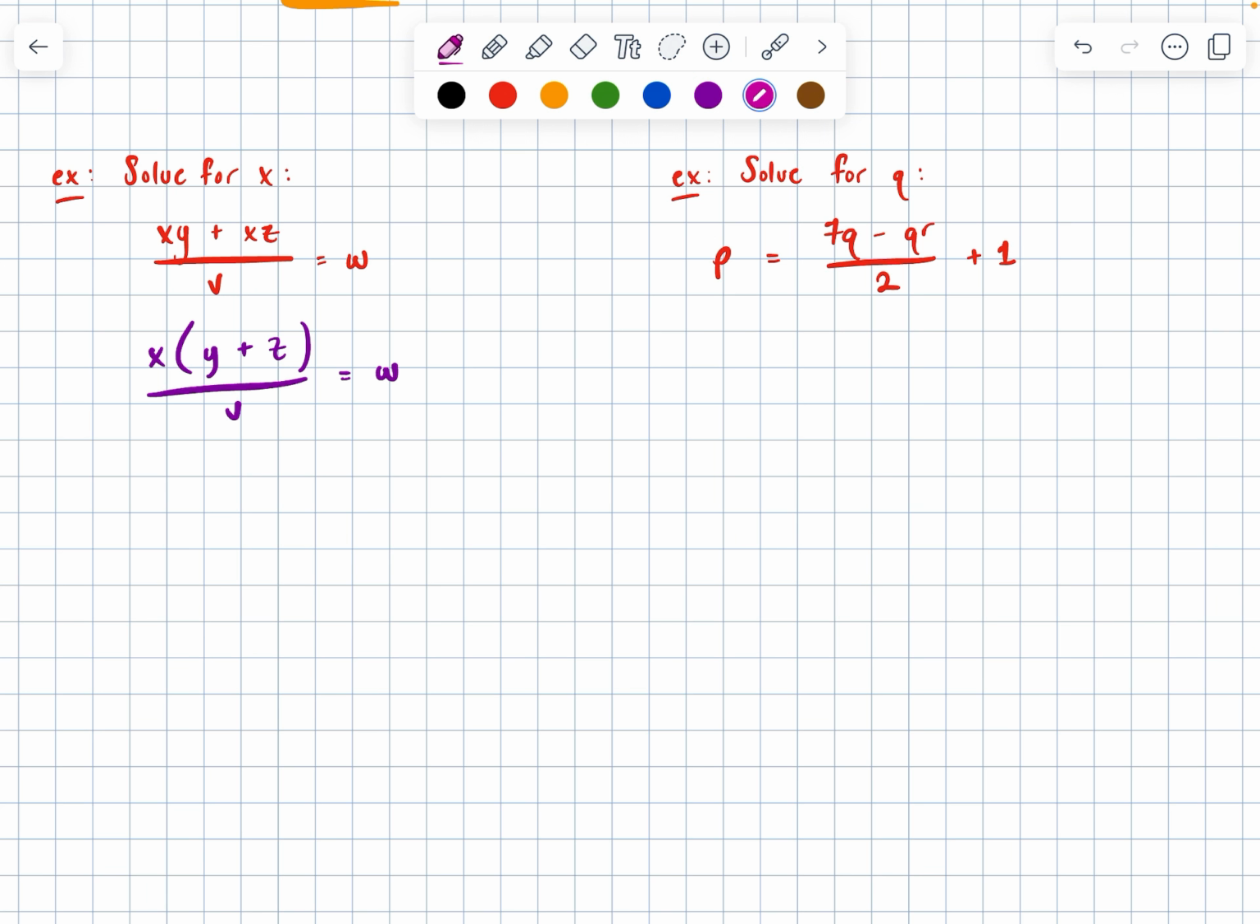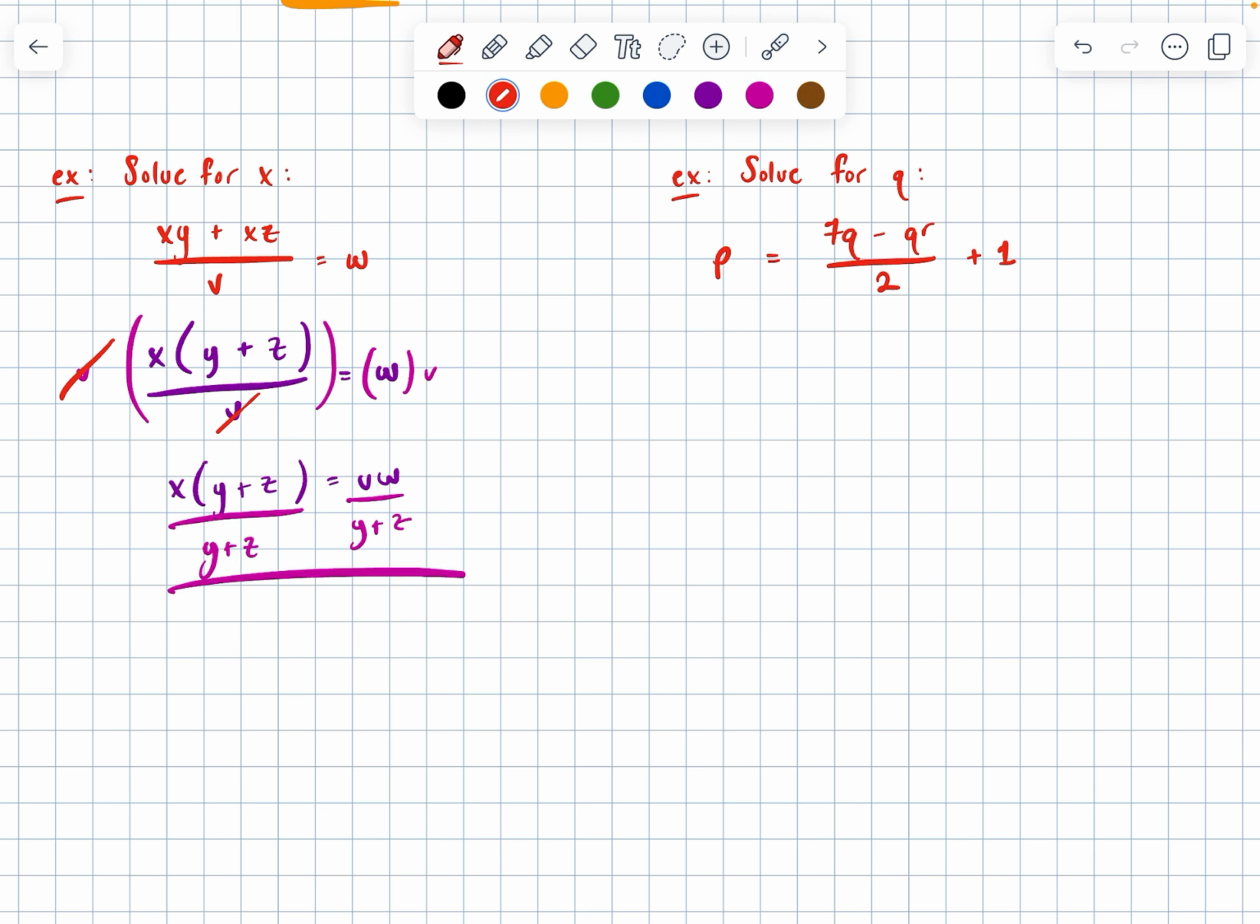And now I'm in familiar territory. I want to get x by itself. What's in the way? What's the easiest thing to get rid of first? Well, let's multiply both sides by our v to undo that division by v. I've got x parentheses y plus z equals v times w. And then last choice, I've got to get rid of that y plus z. It's connected by multiplication. Let's undo it with division. So I'm left with x on the left side equals vw divided by y plus z.